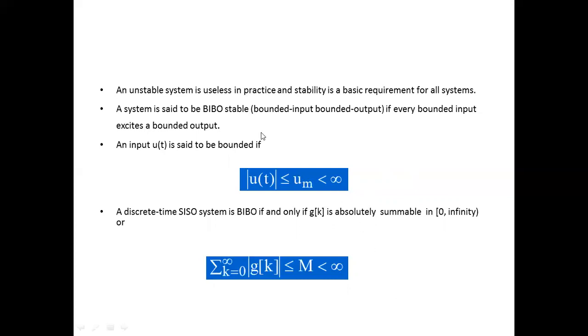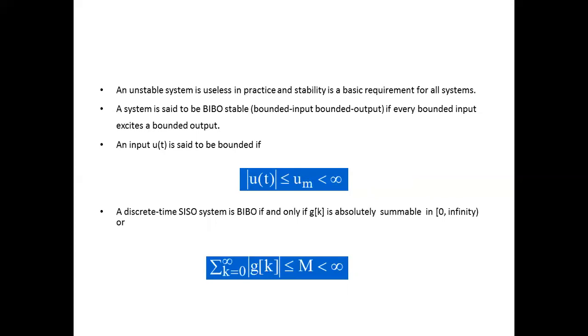So BIBO stable means bounded input, bounded output. If we have designed a system and the input is bounded, the output should also be bounded. Output bounded means the output will have some definite value which is less than infinity. That means it must be absolutely summable.